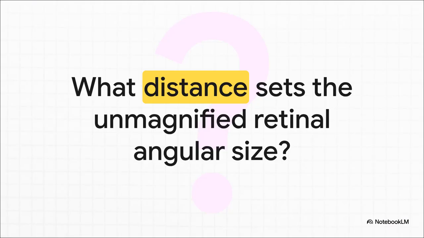Time for a little active recall. Pause again and think about this. If angular size changes depending on how close you hold the object, what standardized baseline distance do we strictly use for our denominator? Seriously, think about it for a second. If magnification is relative and a patient can just pull a book closer to their face to make the unmagnified angle larger, how do we establish a universal medical standard for what 1x magnification actually is?